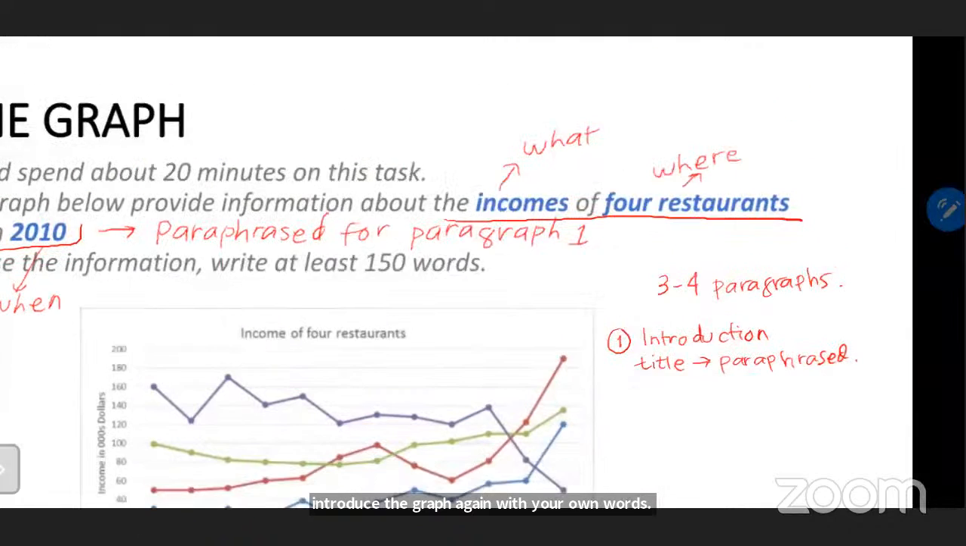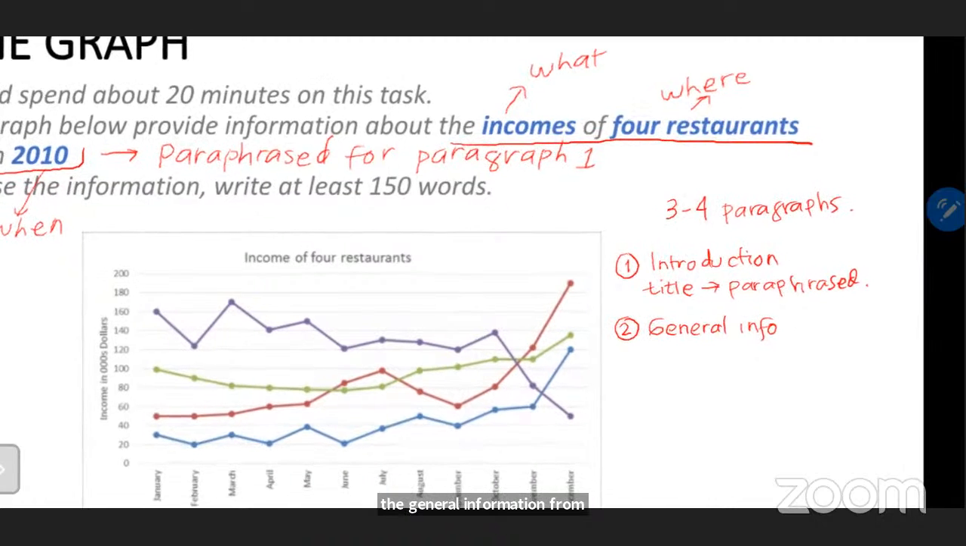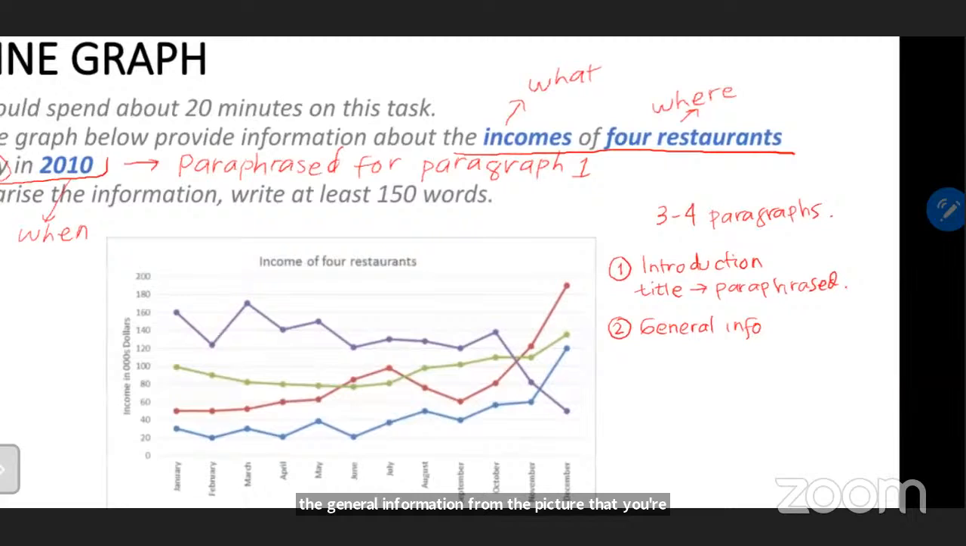And then next, in paragraph 2, you start to talk about the general information from the picture that you're seeing here. What is the basic thing that you can see in this picture? Like for example, we can say, what is the highest income?